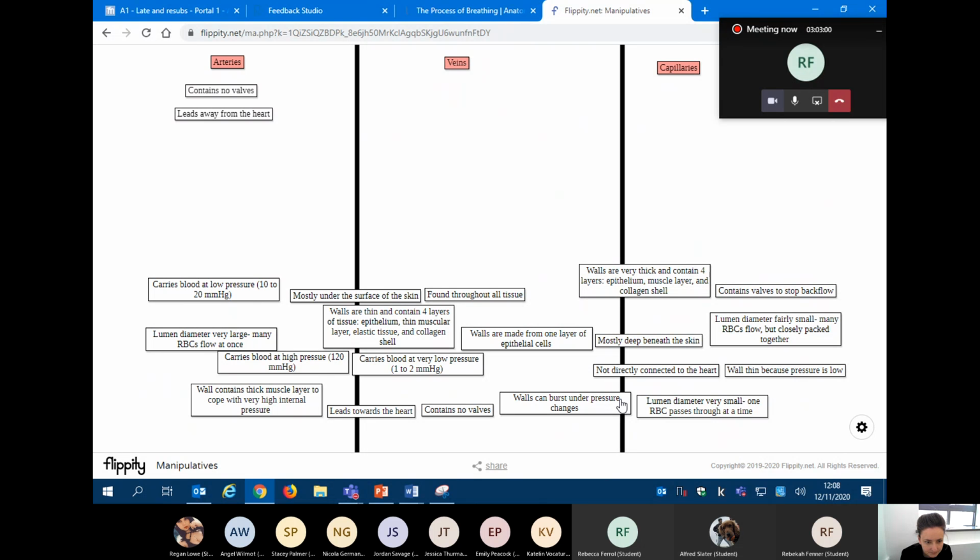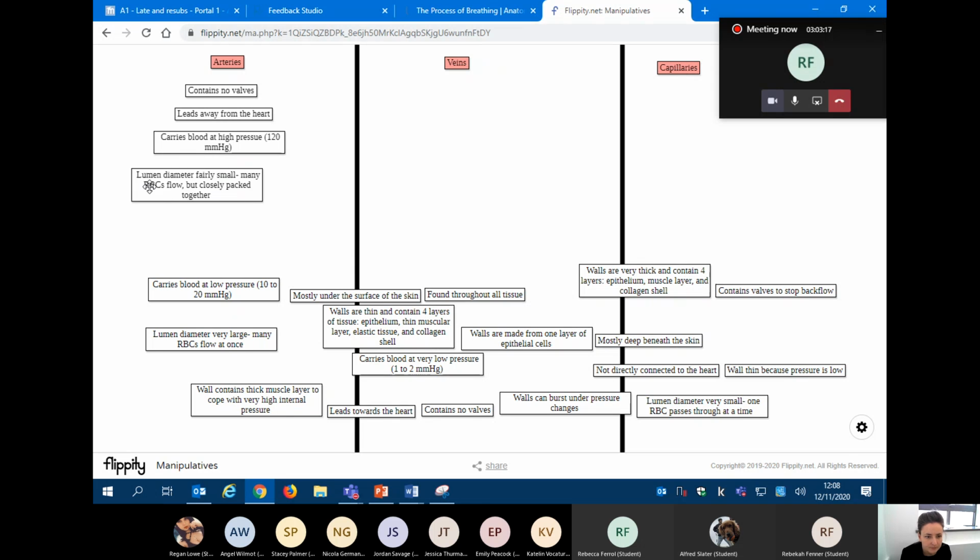Yep, okay, agreed. Lumen diameter very small. Right, anything else? Was that it? Wall containing thick muscle layers coated with very high internal pressure.